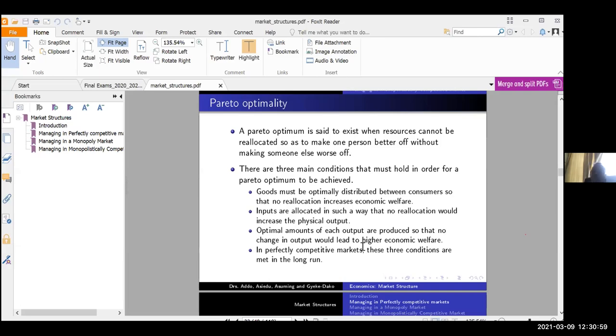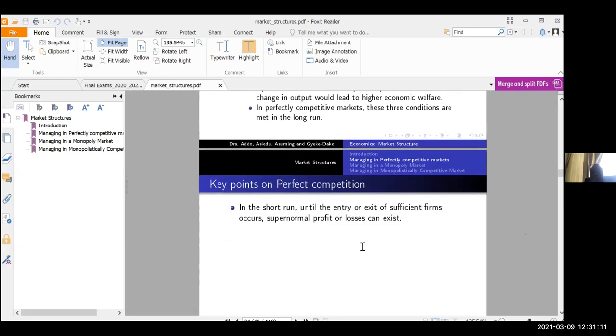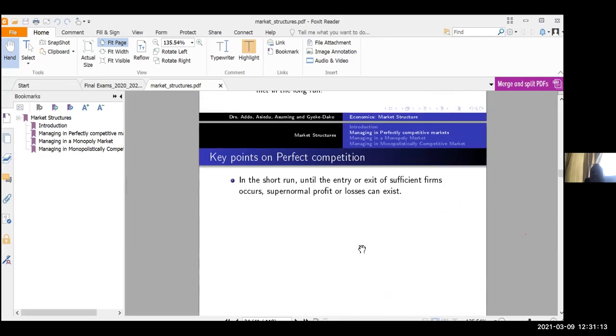Okay. If you are not optimal in a perfectly competitive market, you are out because you cannot pass on higher cost of production to consumers. They can all easily go to other firms to purchase. All right, let me summarize the key points here.